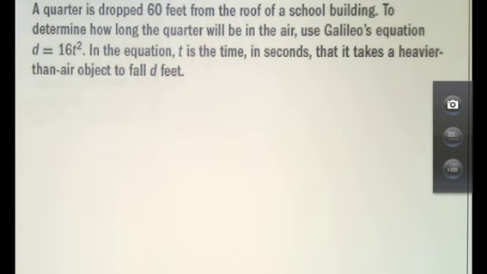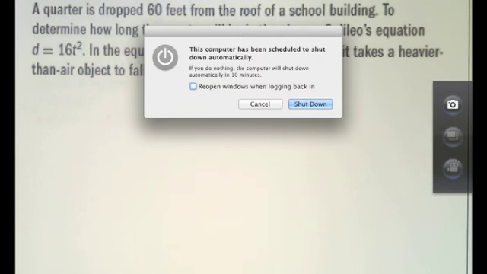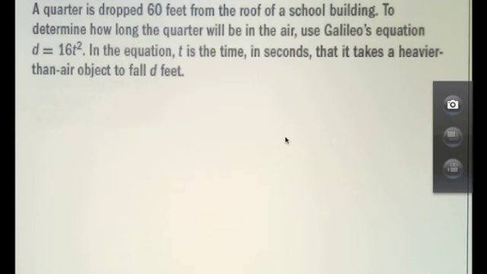Example 2 says, a quarter is dropped 60 feet from the roof of a school building. To determine how long the quarter will be in the air, use Galileo's equation d equals 16t squared. In the equation, t is the time in seconds. That is, it takes a heavier than air object to fall d feet.